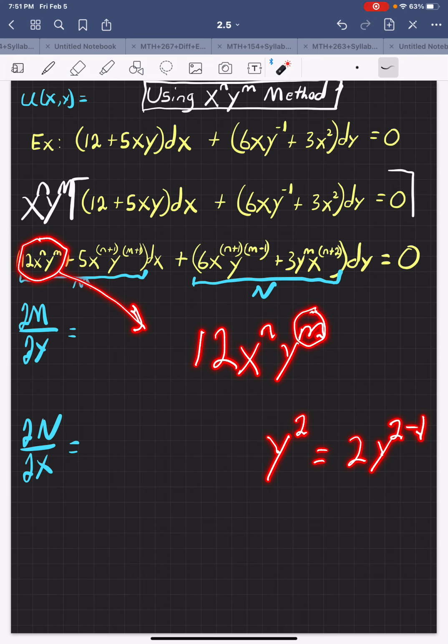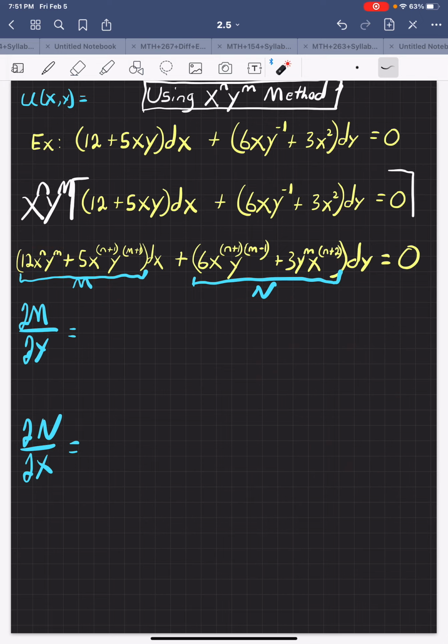So we're going to just take this m, move it out front, and we have to remember to subtract 1 from it. So what is that going to look like? That should be 12m x to the n, y to the, well, it was m, and now, since we took a derivative, we have to subtract 1.